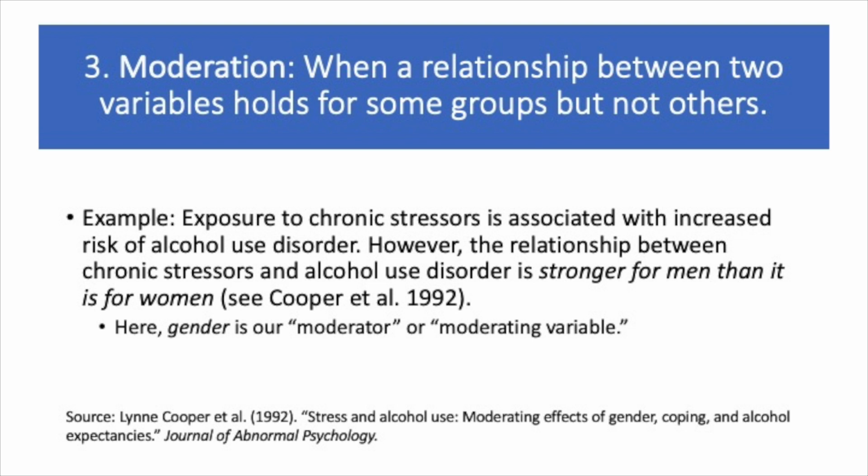Okay, so we're saying that there is a relationship between chronic stressors and alcohol use disorders, but they found that the relationship is stronger for men than it is for women. Meaning that the relationship between these two variables holds true for men and not as much for women. So this is moderation, when the relationship between two variables holds true for some groups but not for others. And you can look up that example if you would like to get a deeper sense of how moderation is working here. We do have one more example of moderation just so that you have a few different types of examples that you can draw on when you need to.